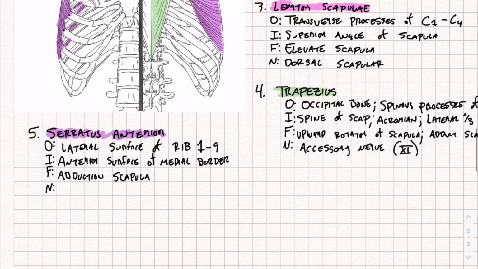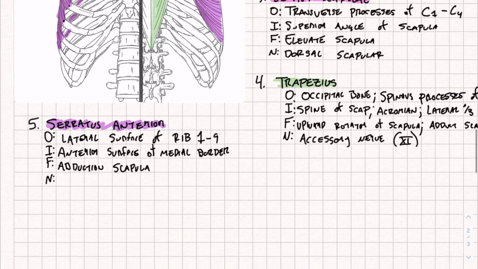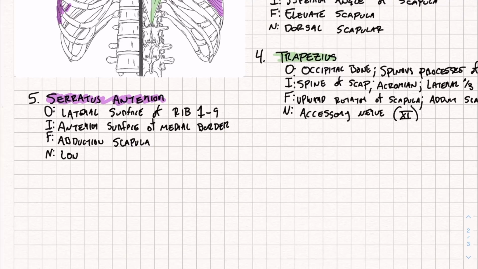The nerve that innervates this is called the long thoracic. The long thoracic nerve innervates this. That's the only muscle that nerve innervates, long thoracic. And when we go over brachial plexus, we'll reconnect all this stuff together.